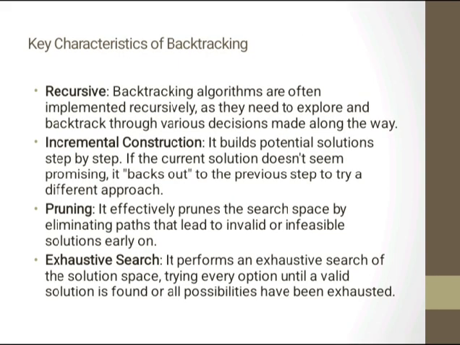And now we will see the characteristics of backtracking. The key characteristics of backtracking are recursion, incremental construction, pruning, and exhaustive search. Now we'll see each in detail. Recursive: backtracking algorithms are often implemented recursively, as they need to explore and backtrack through various decisions made along the way. Incremental construction: it builds potential solutions step by step. If the current solution doesn't seem promising, it backs out to the previous step to try a different approach.